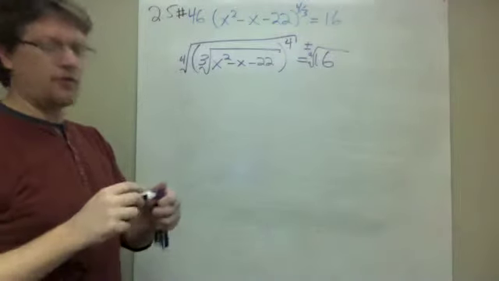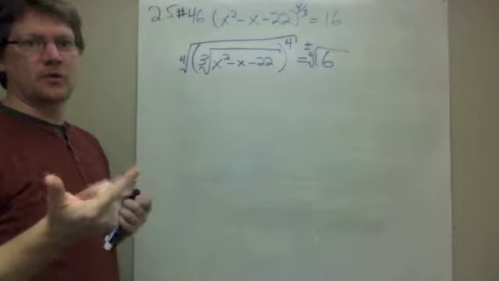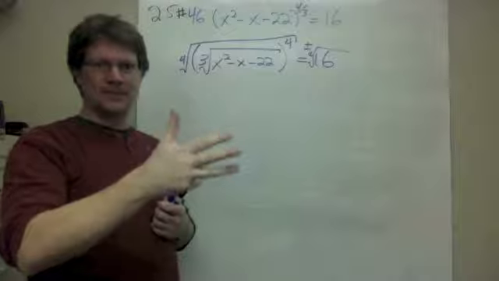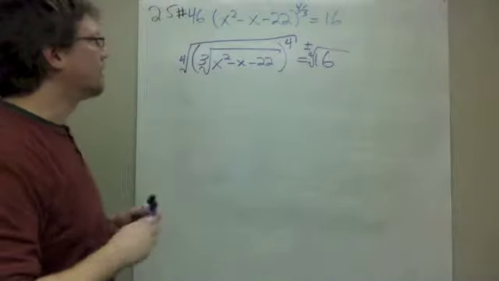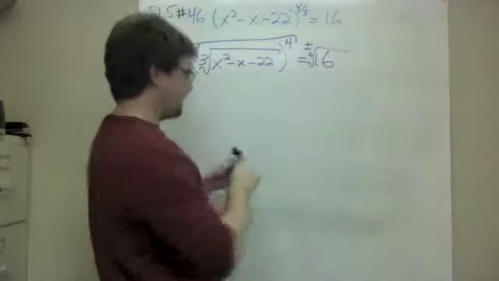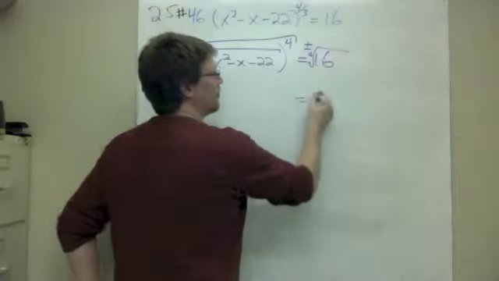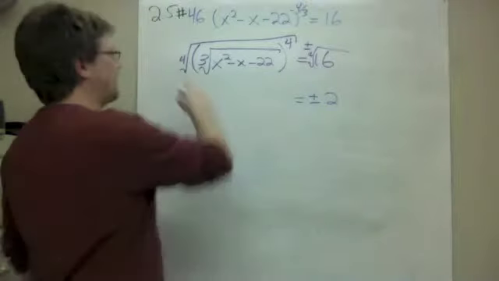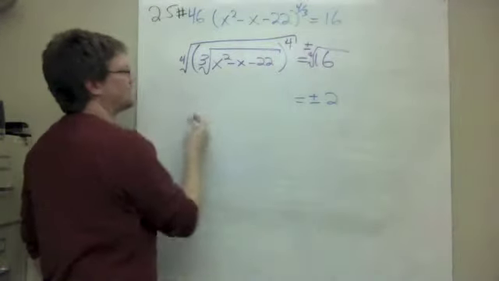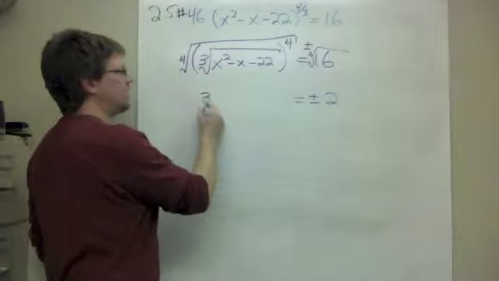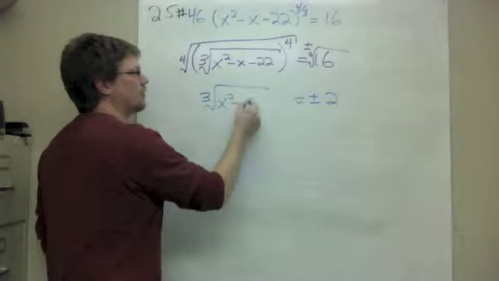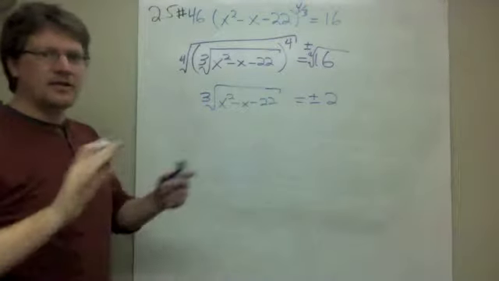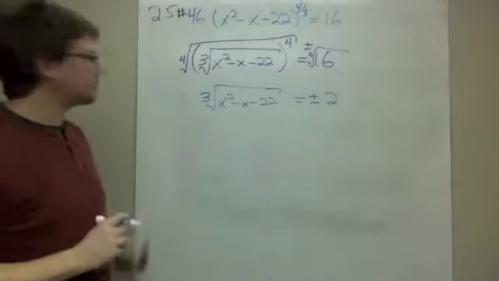16 is 2 to the fourth, right? It's 2 times 2 is 4, 4 times 2 is 8, 8 times 2 is 16. So it's 2 to the fourth. So the fourth root of 16 is 2, but we have to allow for both the positive 2 and the negative 2. Now that fourth root and the fourth cancel each other out. So now we just have a cubed root of x squared minus x minus 22 remaining. Okay? So now we can cube both sides.